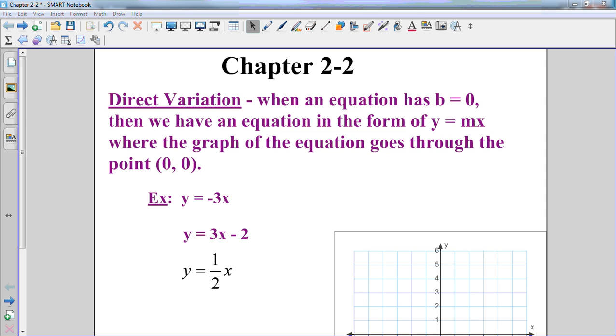Okay, Chapter 2, Section 2. This is direct variation. Please follow along very closely. I'm going to go fast. This is not a difficult concept to grasp. Okay? You need to pay attention and you will be fine.